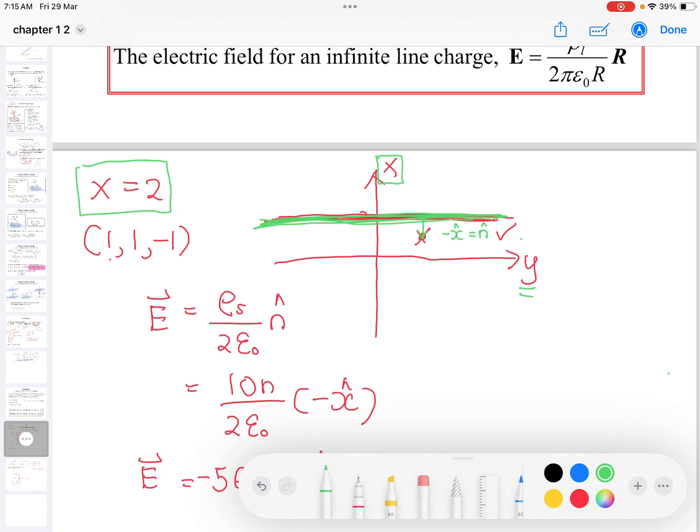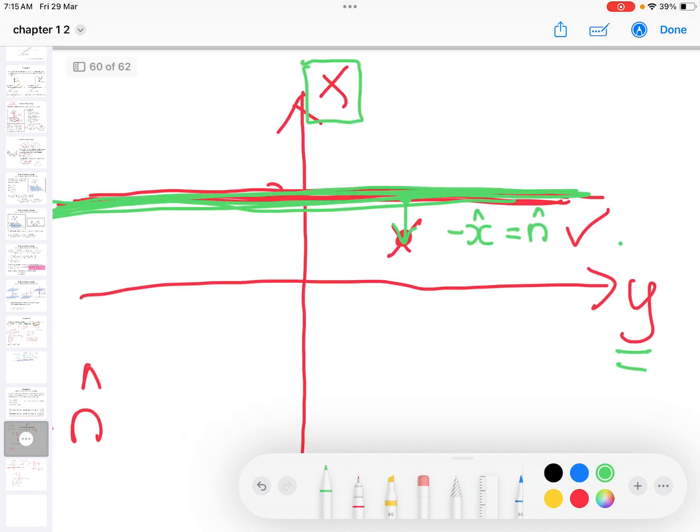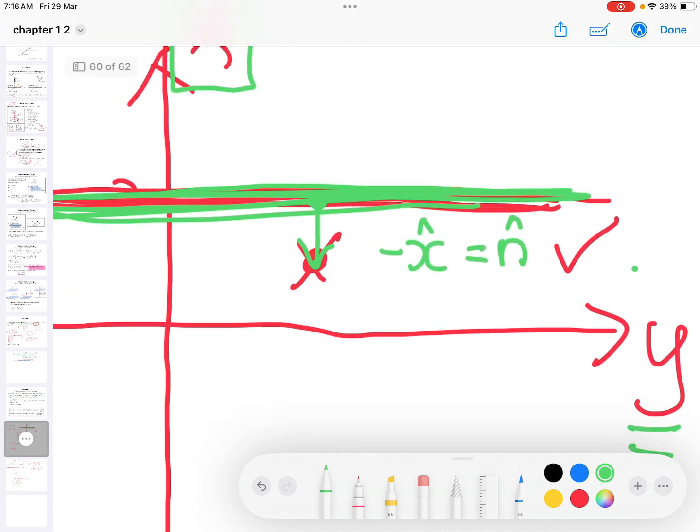So if you pick y, you will be looking at the 1, 1 coordinate. So 1, 1 will be here. You can see the point, and you can see the arrow that is pointing down. So the unit vector n is in the negative x direction.